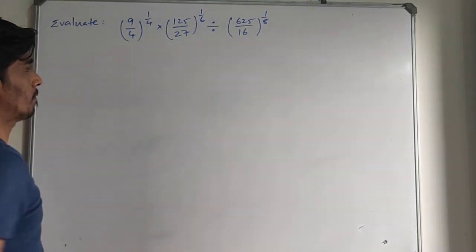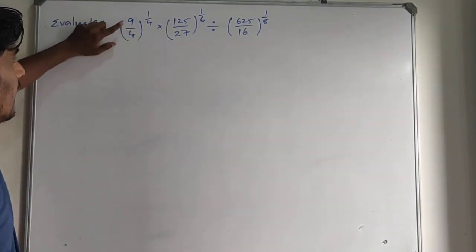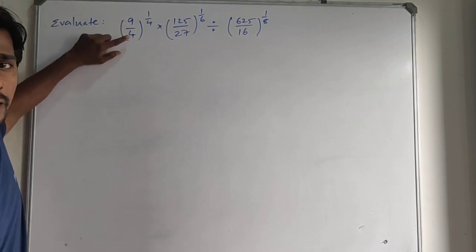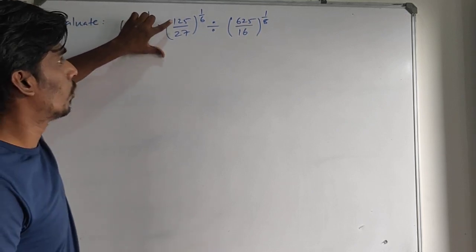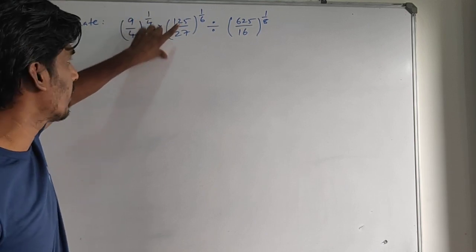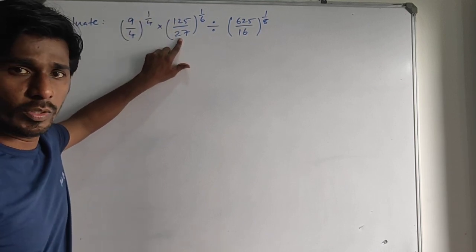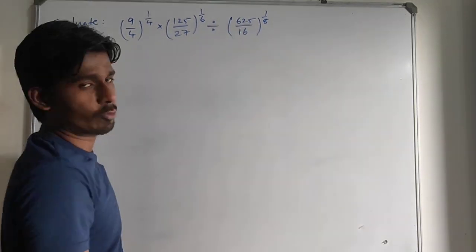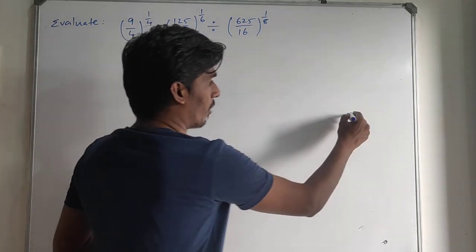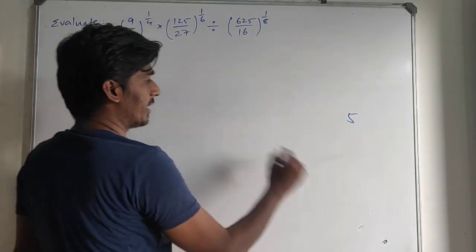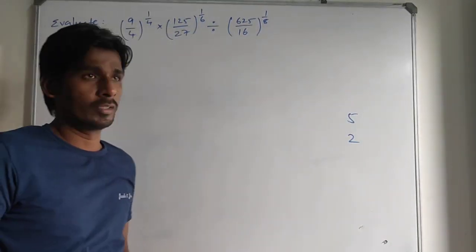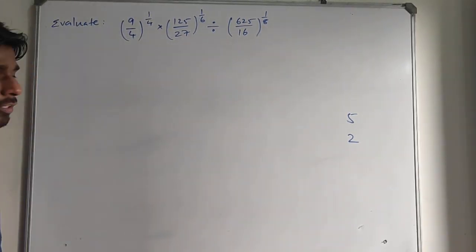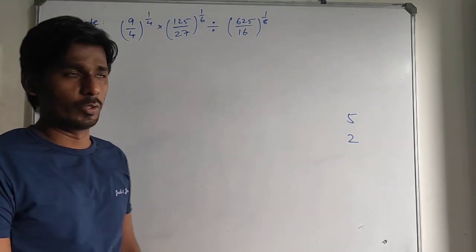Now from this question, from the given numbers, I can convert this 9 into what? In the power of 3. 4 can be converted into the power of 2. 125 we can convert into the power of 5. 27 we can convert into a power of 3, 3 raised to 3. Similarly 625 we can convert into a power of 5. 16 we can convert into a power of 2. This much knowledge you should have before solving this one, or with more practice you are able to do it.